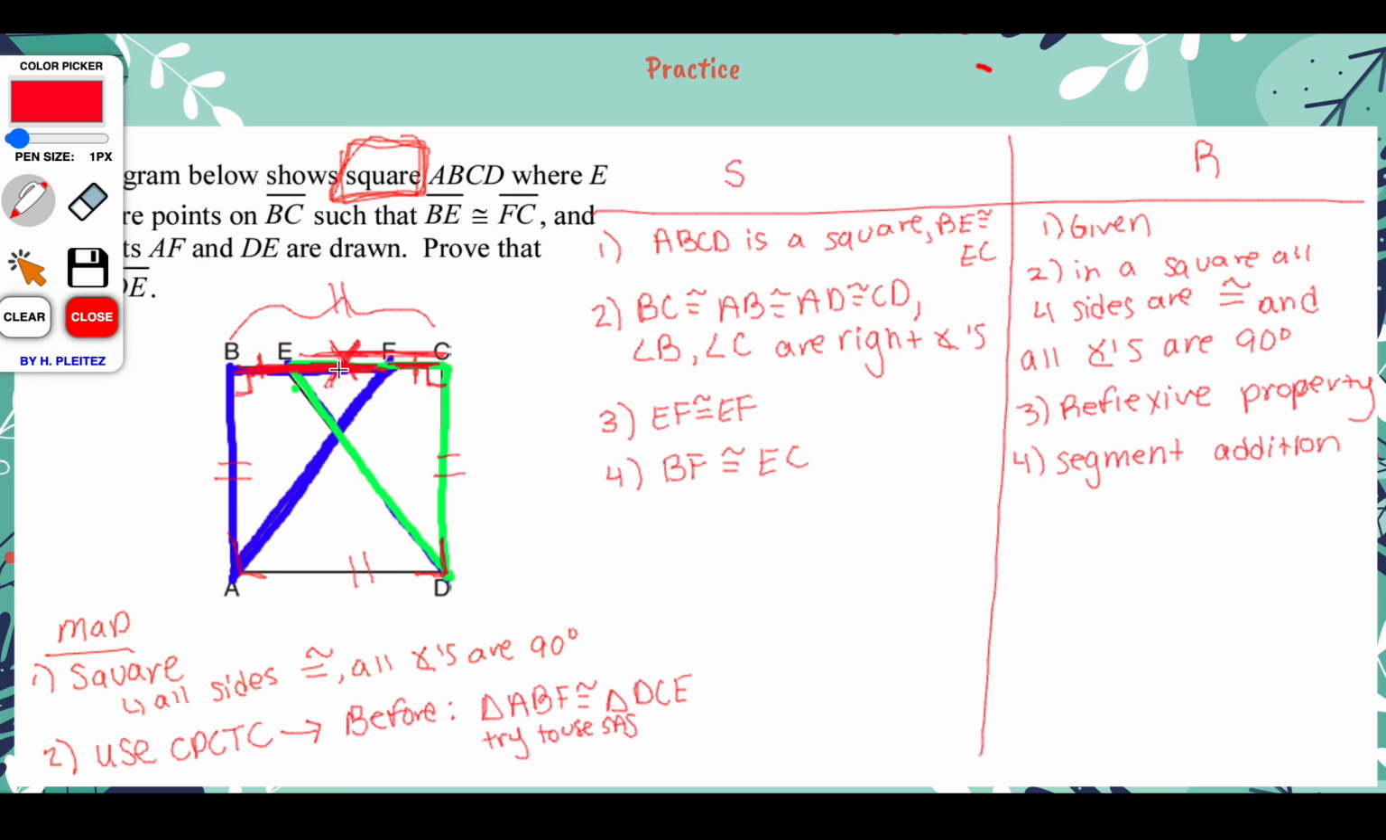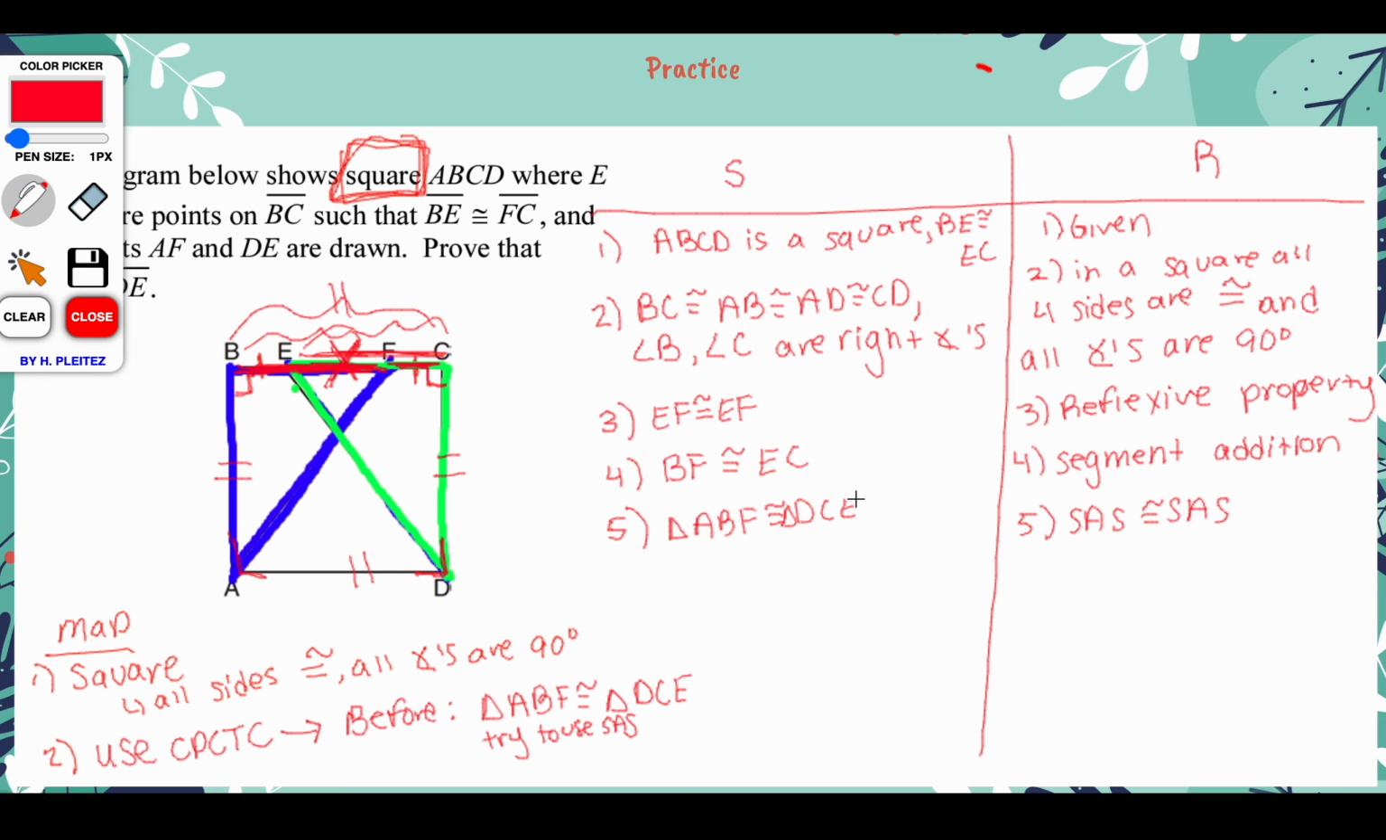This is perfectly fine. Now that we have BF being congruent to EC, now we are able to use side angle side. And remember, side angle side is your reason, and you use that to justify the congruence of triangles. So triangle ABF is congruent to triangle DCE because of side angle side. Now, once we have triangle congruence, now we can use CPCTC here.